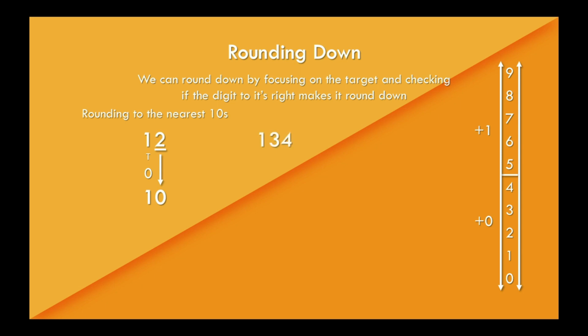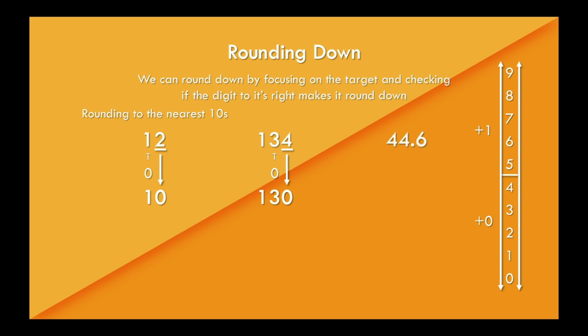Now to look at 134, we know that the tens place is where the 3 is located. So looking to the number immediately on the right, we get 4. According to the chart, 4 rounds down. So we know that 4 and any other numbers on the right become 0, and 3 and any numbers on the left remain the same, giving us a final answer of 130.